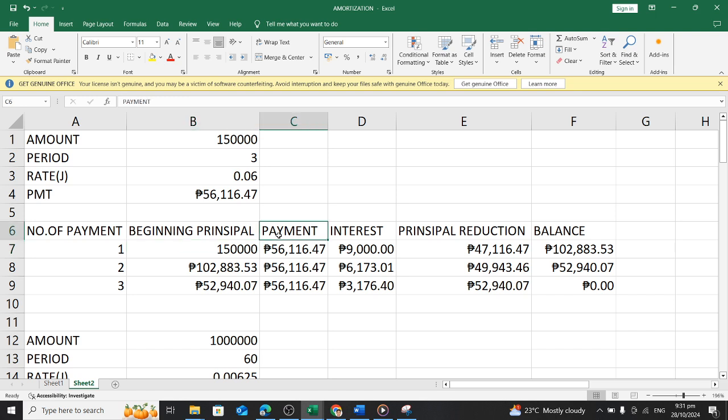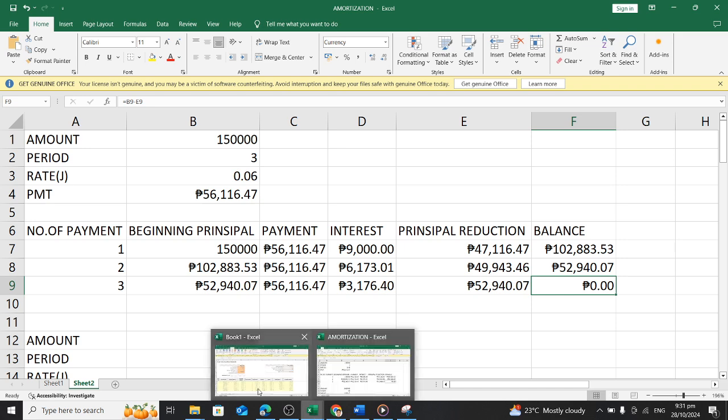This is the payment, okay? Payment each period. This is 56,116.47. And the interest is 9,000. Now, principal reduction, how to get this one, later on I'm going to discuss. And how to get the balance as well. Until such time that you paid all the money you borrowed from the lender. So you will have a zero balance, meaning you have paid everything over time that you borrowed. Okay? So this is an example of amortization schedule.